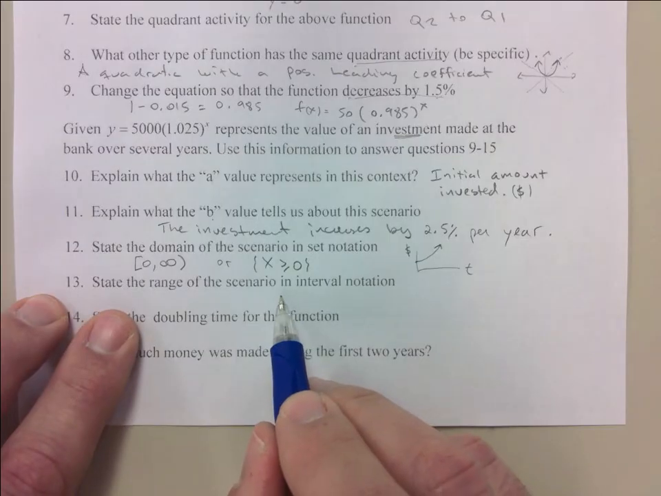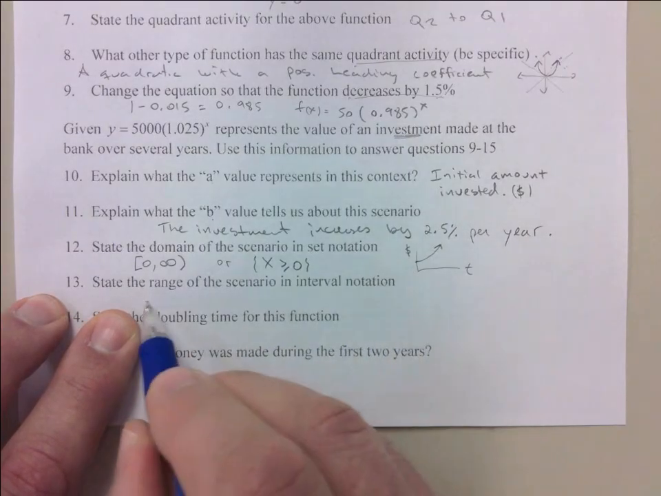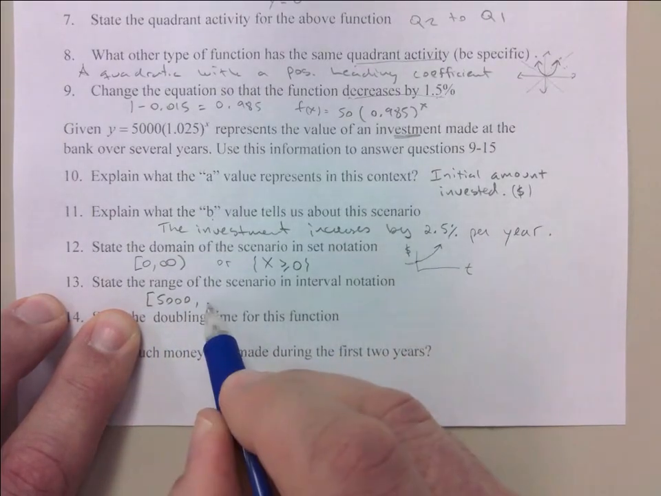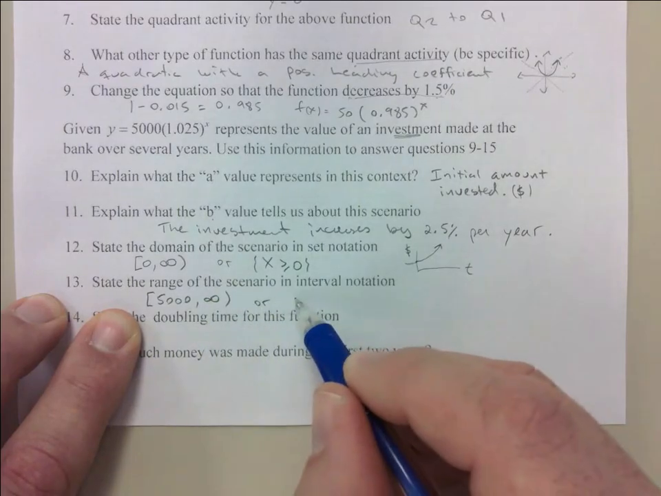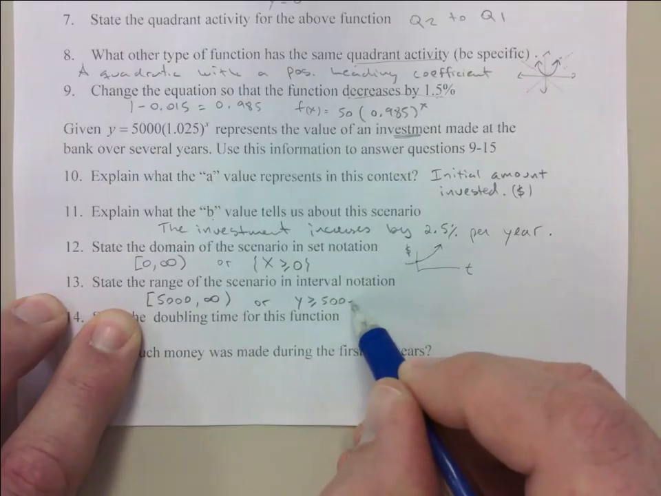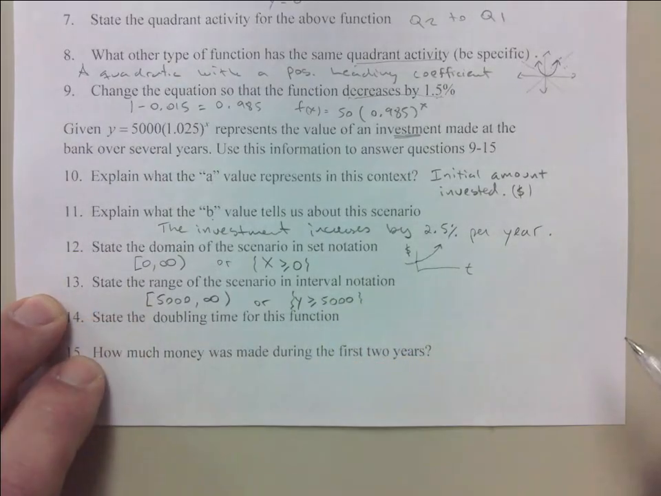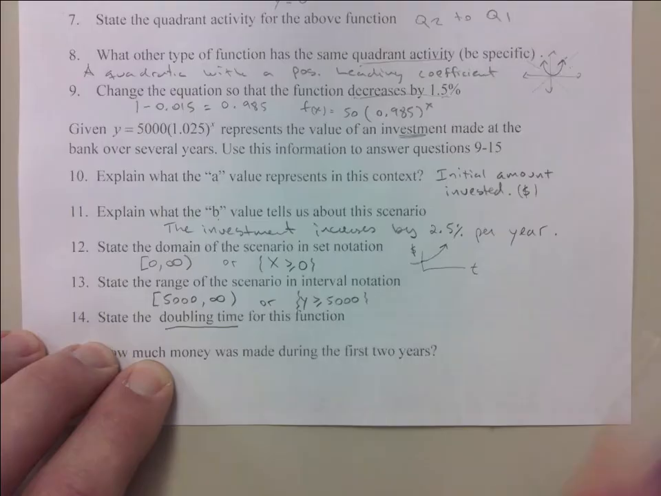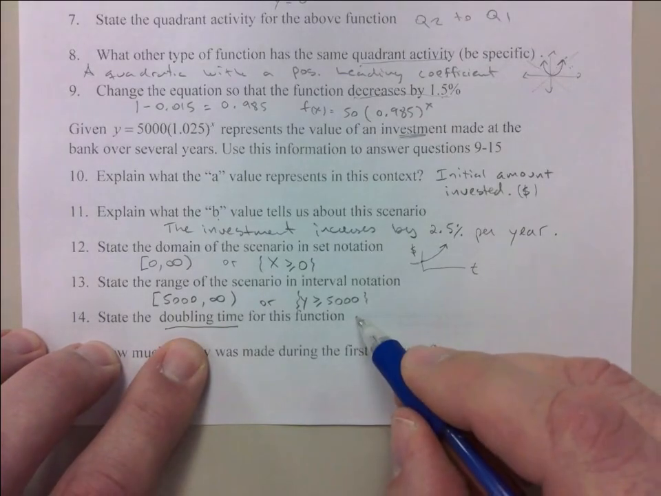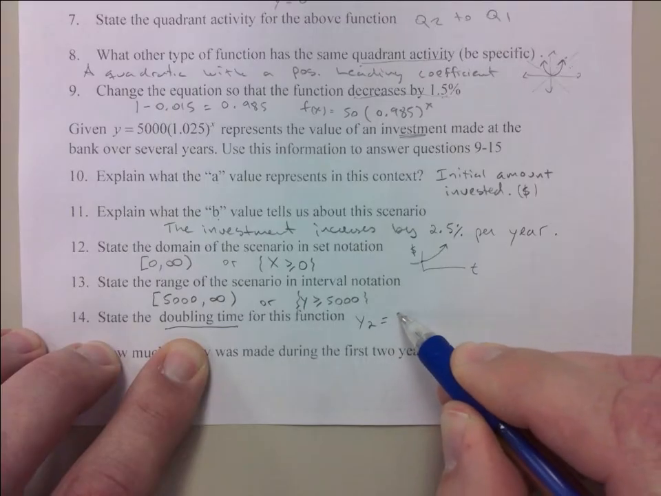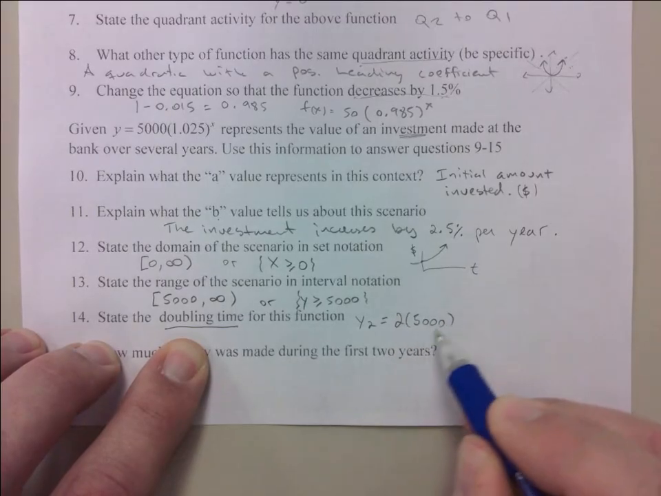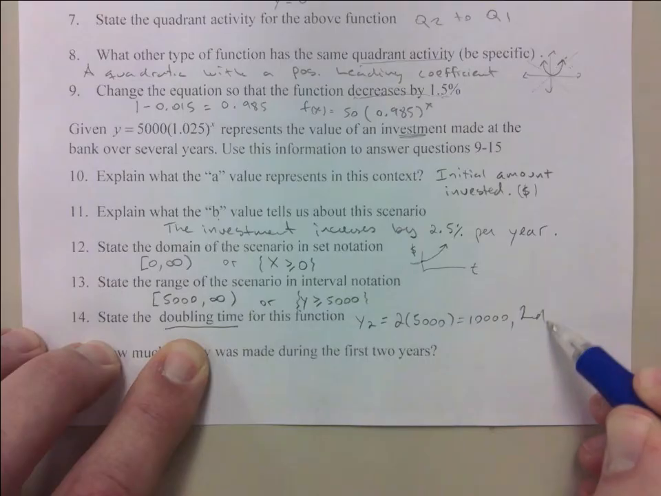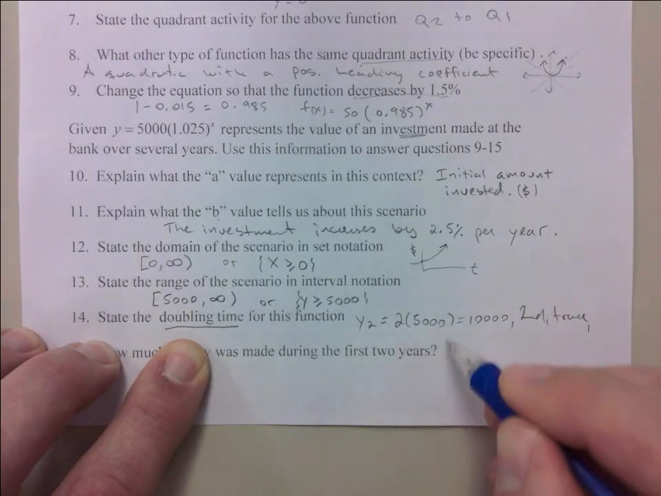State the range. In interval notation, the range goes from 5,000, right? The lowest y value is 5,000, and it goes to infinity like that, or y is greater than or equal to 5,000. Either one will work. State the doubling time. Because it's an increasing function, we have a doubling time here, so we let y2 equal to 2 times 5,000, right? Double of what we started with. So that's 10,000. And then we go second, trace, intersect.